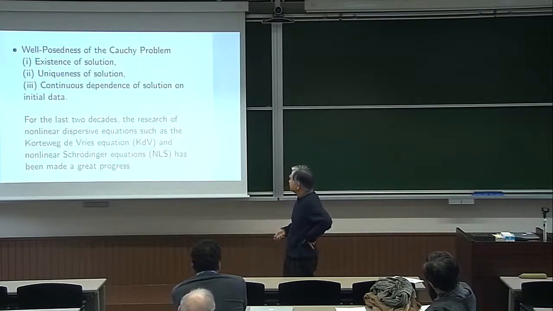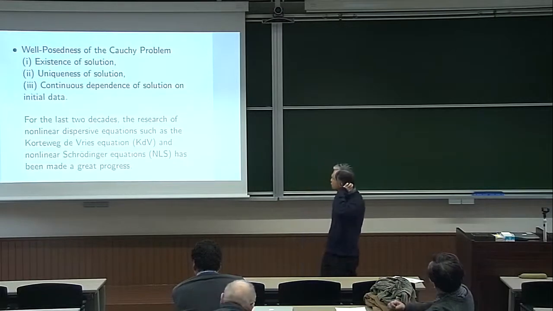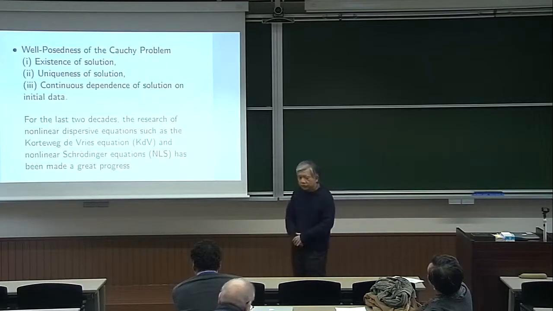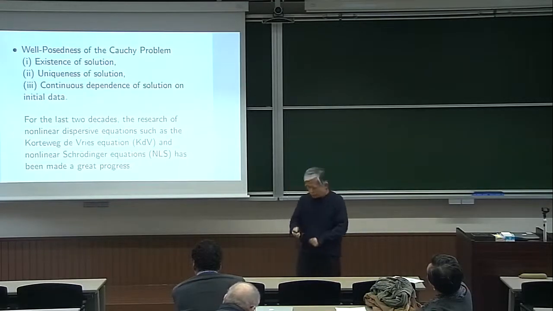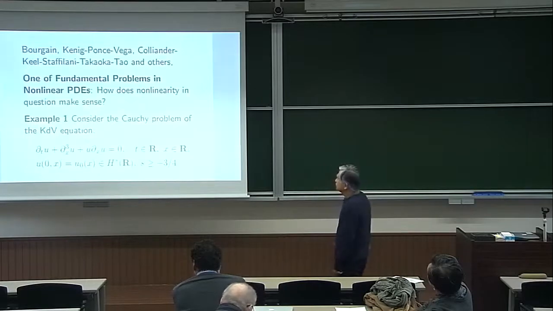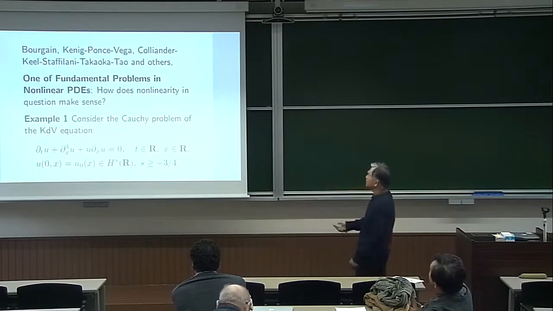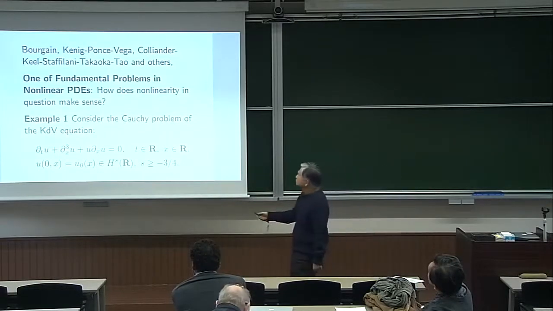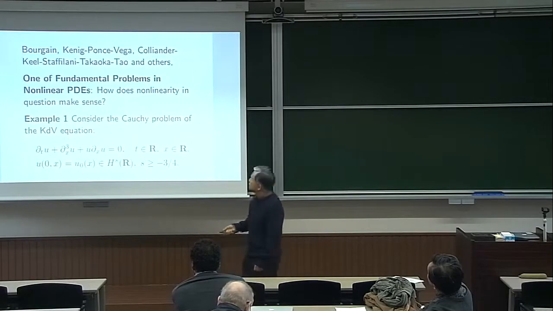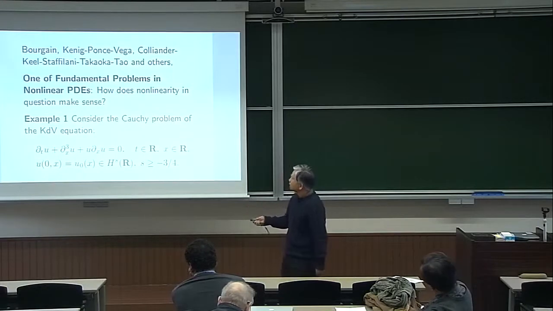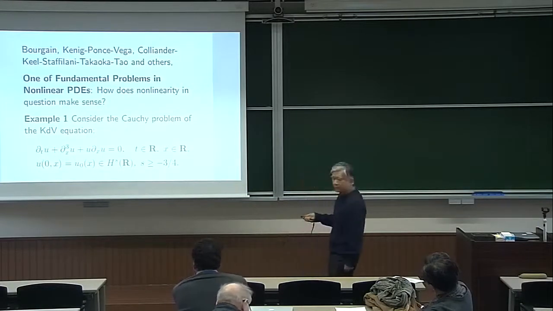For the last 2 decades, the research of nonlinear dispersive equations, such as the Korteweg-de Vries equation and nonlinear Schrödinger equations, has made great progress. There were pioneering works by Bourgain, Kenig, Ponce, Vega, and Colliander, Keel, Staffilani, Takaoka, Tao, and others. Especially Jean Bourgain had been the driving force behind the development of research in this field for a long time.